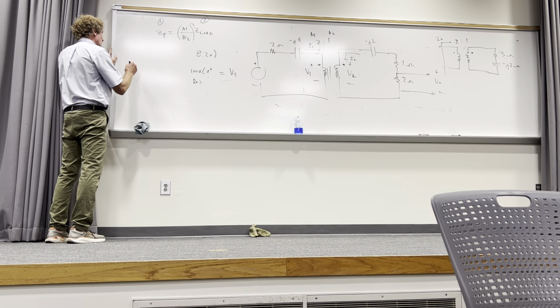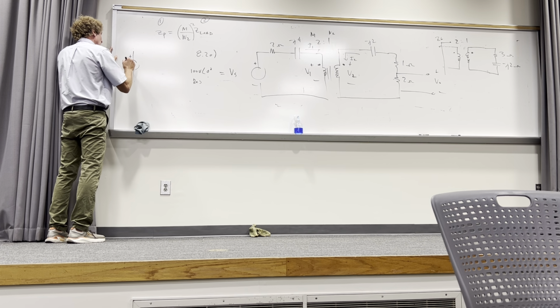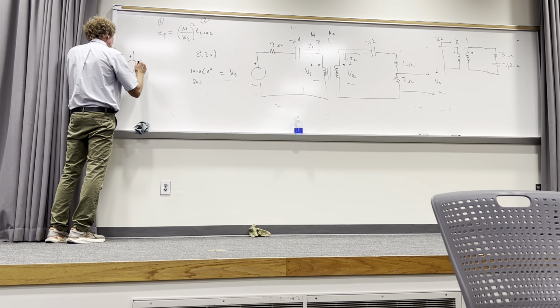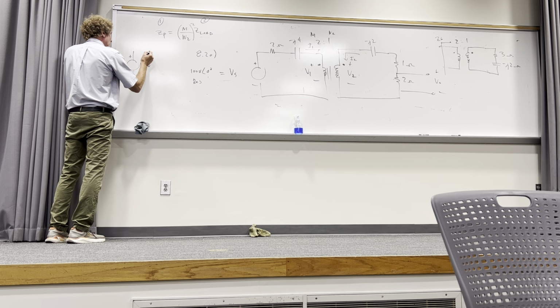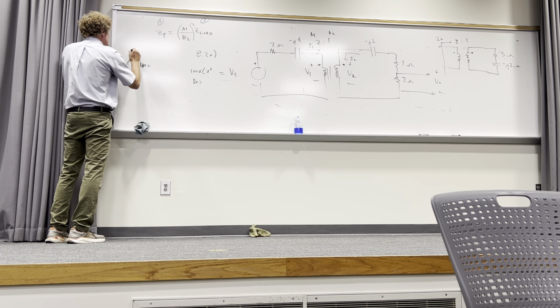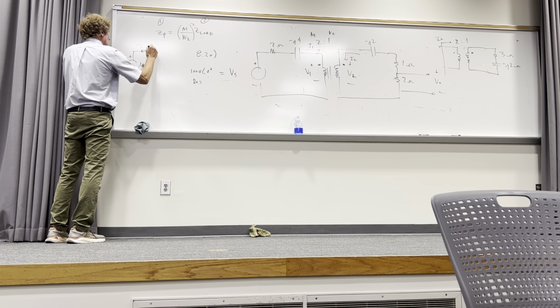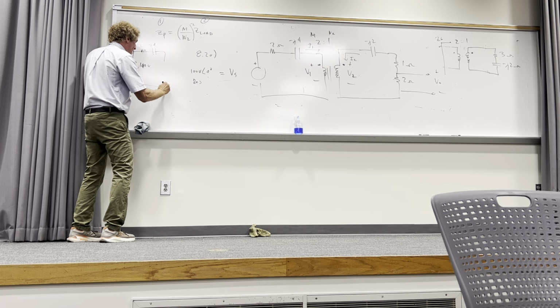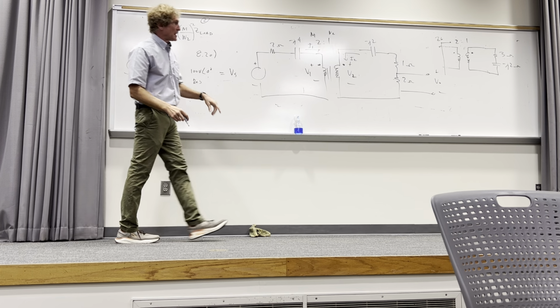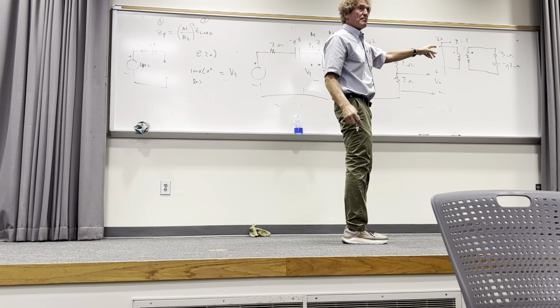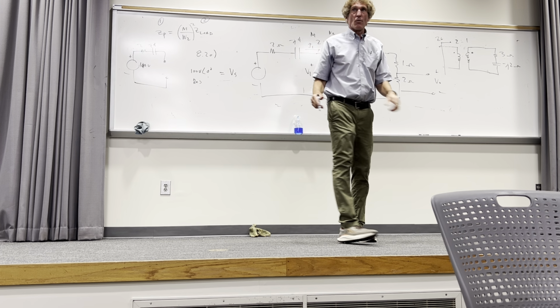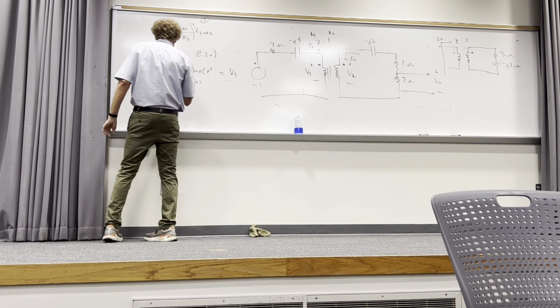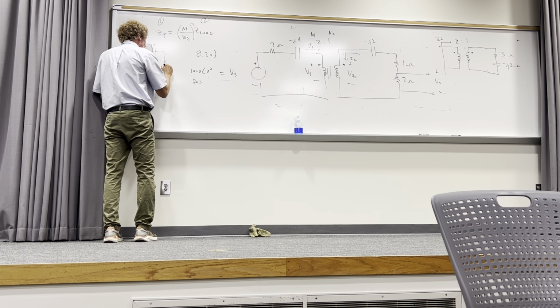You're going to have 100 volts RMS. You're going to have 2 minus J4. And now, where the transformer was, we simply put an impedance of 3 minus J2 divided by 4. So this impedance is going to be 3 minus J2 divided by 4.